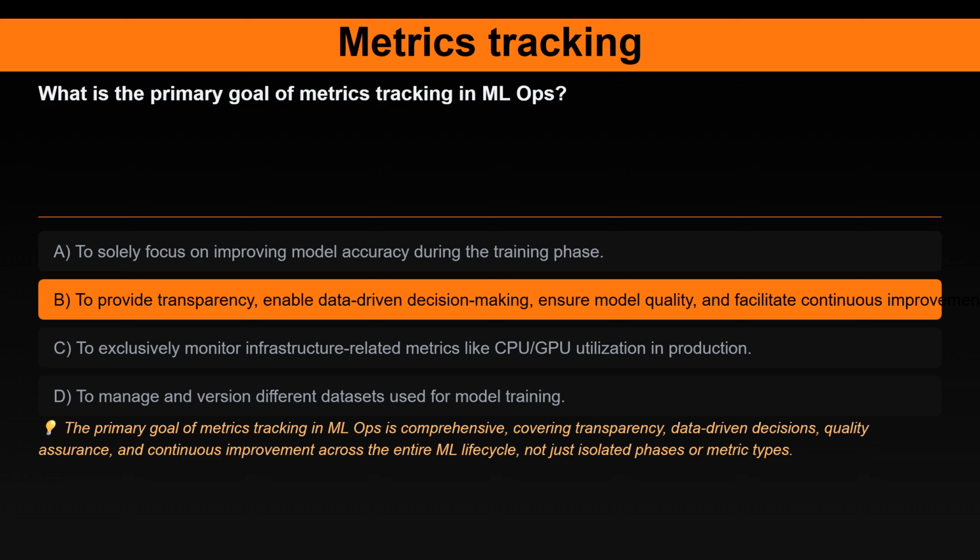The correct answer is, quote, to provide transparency, enable data-driven decision-making, ensure model quality, and facilitate continuous improvement throughout the ML lifecycle. Here's the explanation. The primary goal of metrics tracking in MLOps is comprehensive, covering transparency, data-driven decisions, quality assurance, and continuous improvement across the entire ML lifecycle, not just isolated phases or metric types.